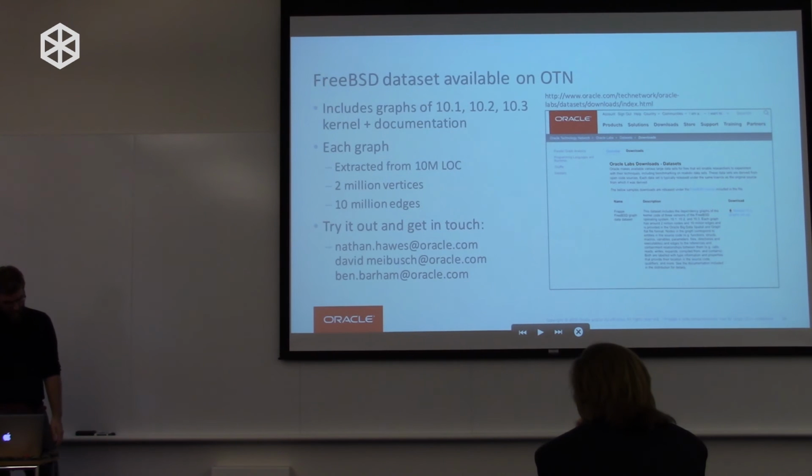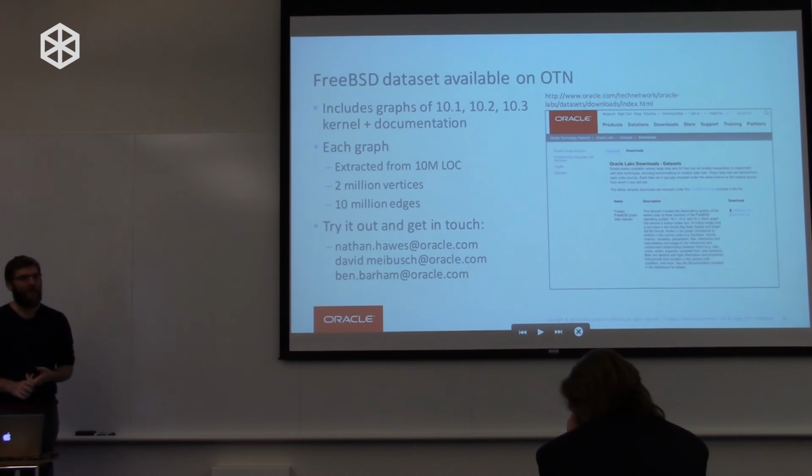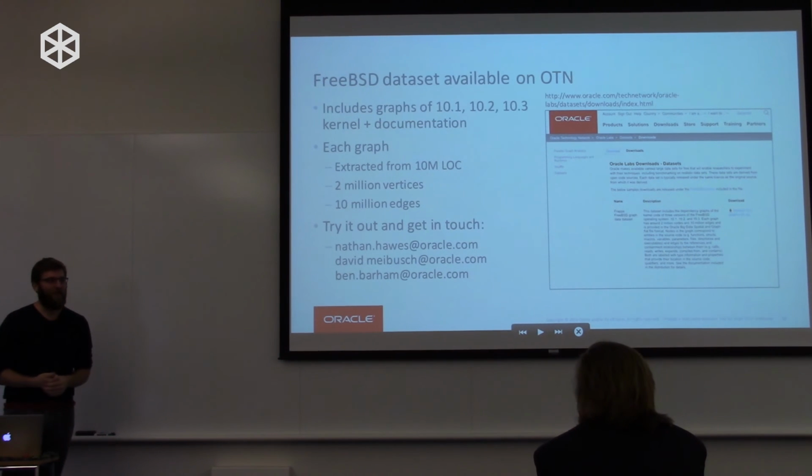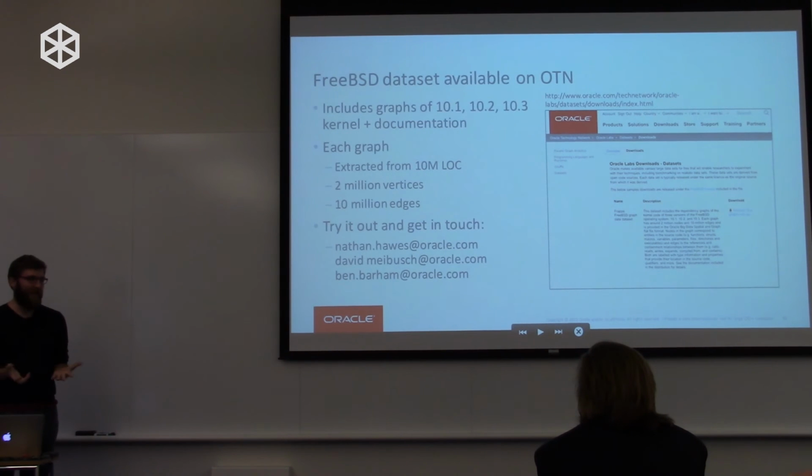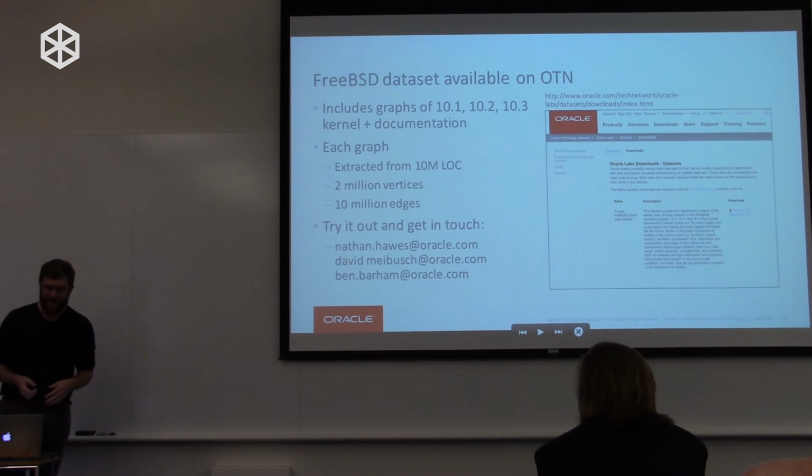We recently made available the FreeBSD kernel graph that Frappé is generating. We've got versions that include graphs of the 10.1 kernel, the 10.2 kernel, and the 10.3 kernel, along with documentation on our graph model and edges. Each graph is extracted from a code base that's roughly 10 million lines of code. It increases from the older version to the newer one, and is around 2 million vertices and 10 million edges. And that's available on OTN.